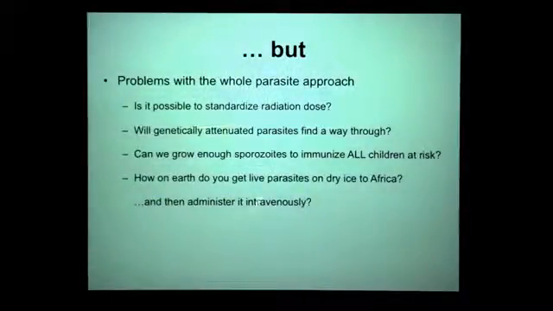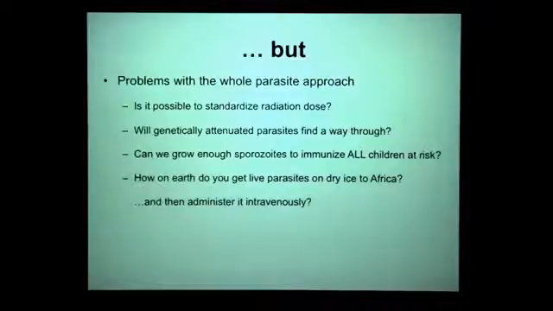So I kind of raised these questions about a whole attenuated parasite strategy for a vaccine, which is still being pursued and I still think is very valid to pursue. You know, things like irradiated parasites, can we standardize the dose? Can we actually define a mechanism of delivery? Will a genetically attenuated parasite find a way to break through?